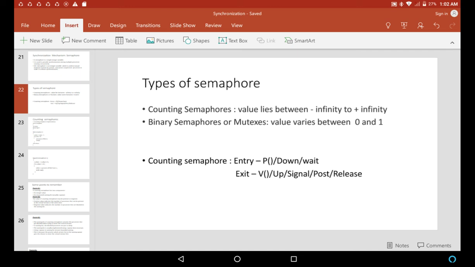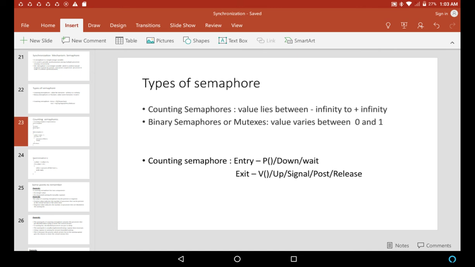Here there is a correspondence between each of these operations. The V operation in the exit section corresponds to the P operation in the entry section. Similarly, down in entry corresponds to up, and wait is mapped with signal. That means if my entry section starts with the P operation, then my exit section must have V as the operation name. Similarly, if my entry section starts with down operation, the exit should start with up operation. This is how the mapping is done.